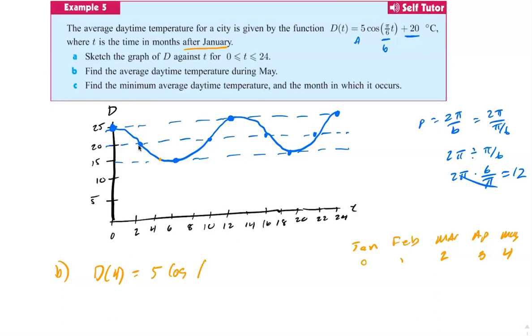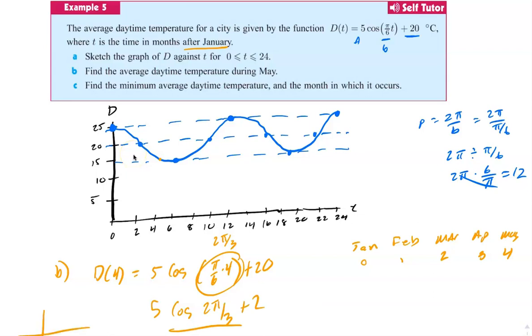5 cosine pi over 6 times 4 plus 20. This is the same thing as saying 4 over 6, so 2/3, 2 pi over 3. So 5 cosine 2 pi over 3 plus 20. Cosine 2 pi over 3, that's over here, it's 60 degrees. We're at 3, 1, 2. So it's 1/2, negative 1/2, oh, sorry. 5 times a negative 1/2 plus 20. Negative 2.5 plus 20. So 17.5. That's the average temperature in May.